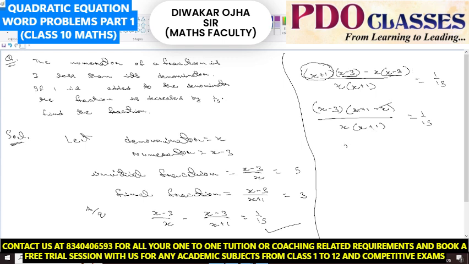Minus x and plus x cancel. I am left with x minus 3 by x square plus x is equal to 1 by 15. Now 15x minus 45 is equal to x square plus x. That means x square plus x minus 15x plus 45 is equal to 0. So x square minus 14x plus 45 is equal to 0. And now if I find, yes, the answer would be 9 and 5 for the x.